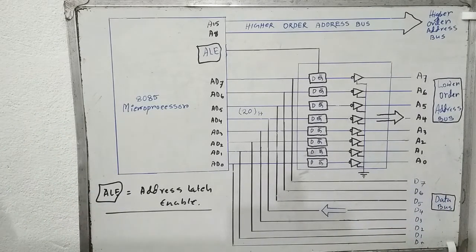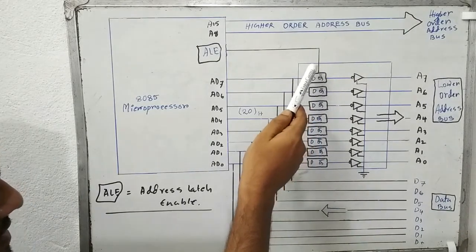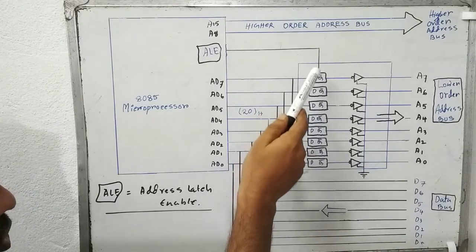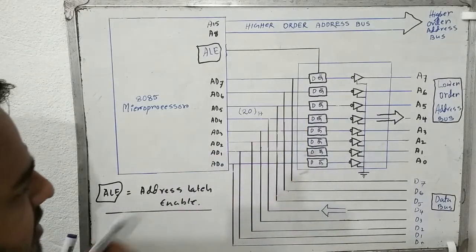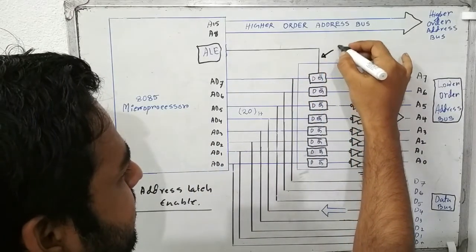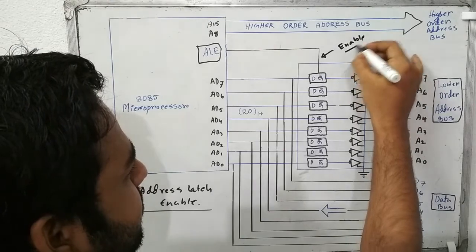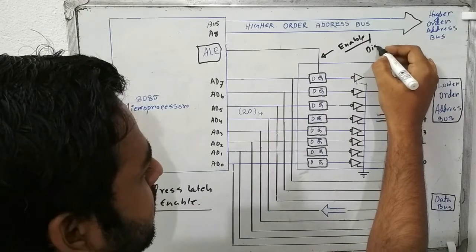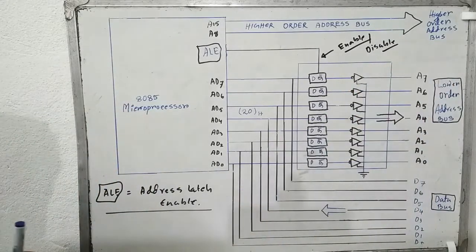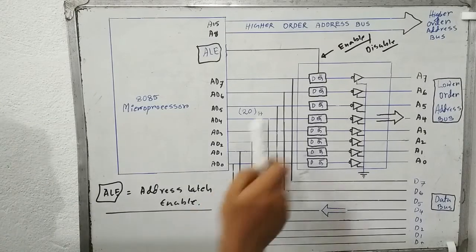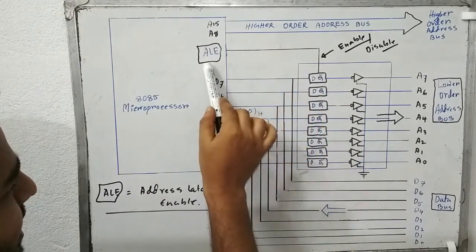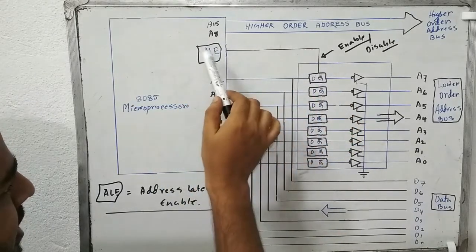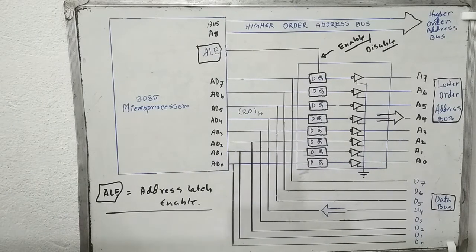If you notice, you will see that these D flip-flops can be enabled or disabled by applying a high or low signal into the circuit, and this signal is an enable signal. This pin is the enable or disable pin. By that pin we can enable or disable the circuit, and this pin is actually connected with the ALE pin of the microprocessor, address latch enable.